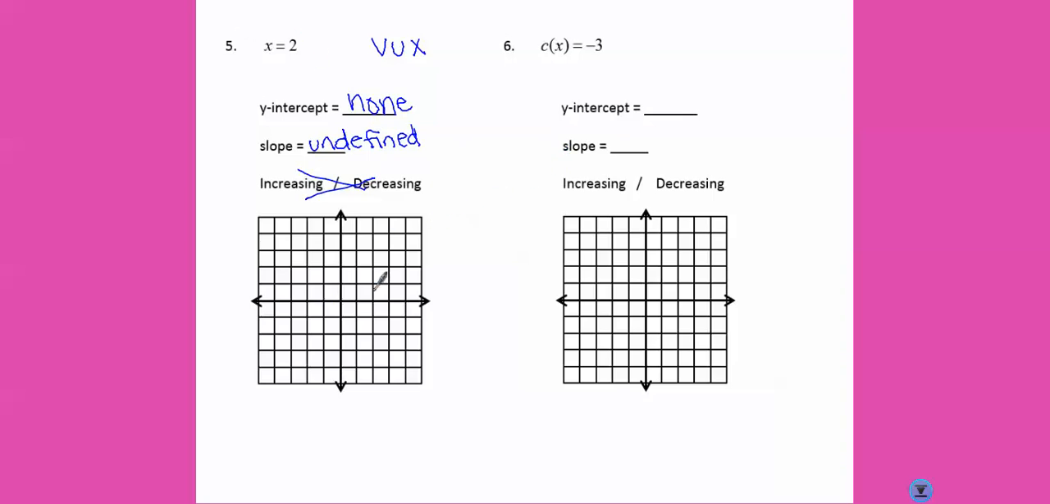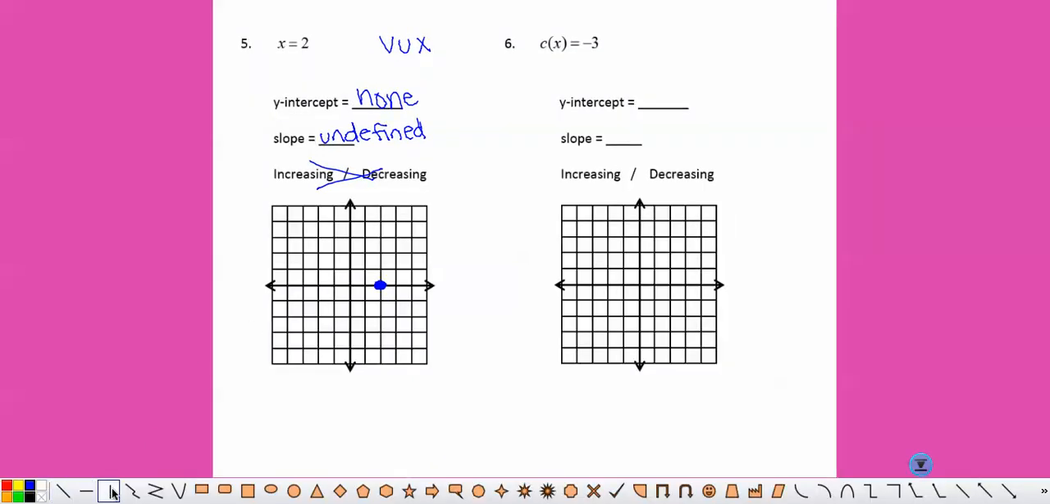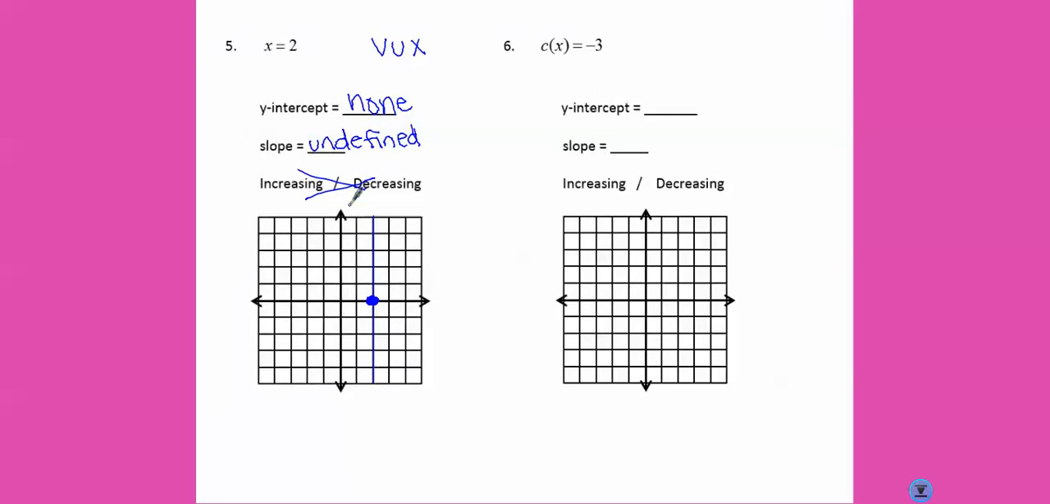So I'm going to go to where x equals 2. And since it's x equals, I know vertical line, so I'm going to use my ruler to make a vertical line at 2. Arrows on the end.